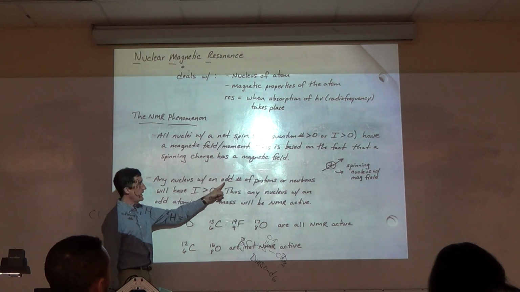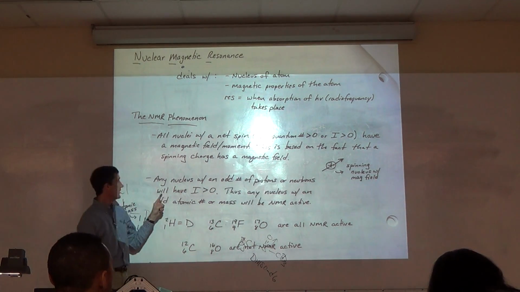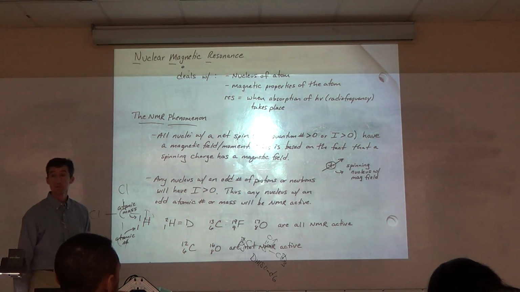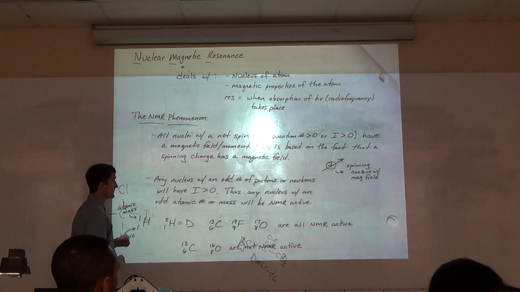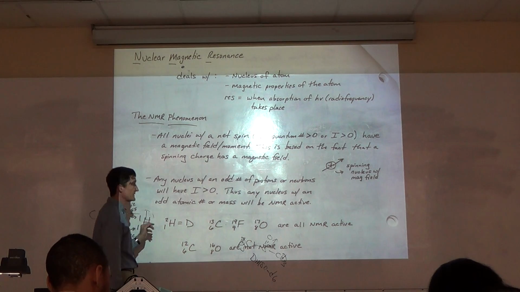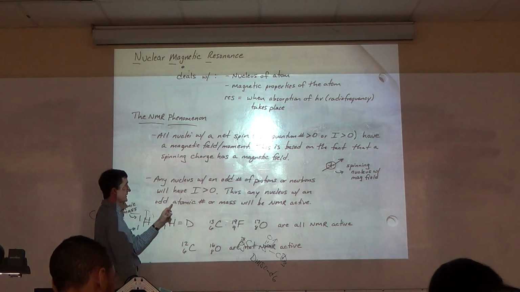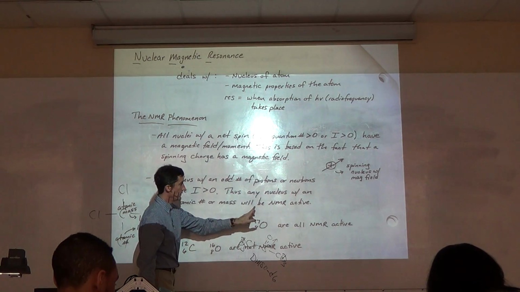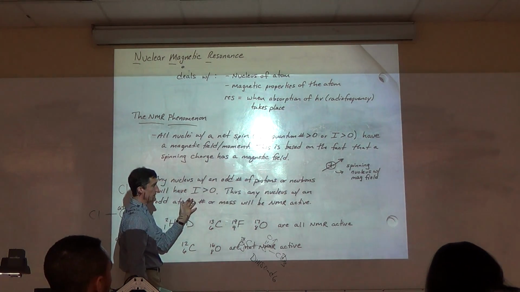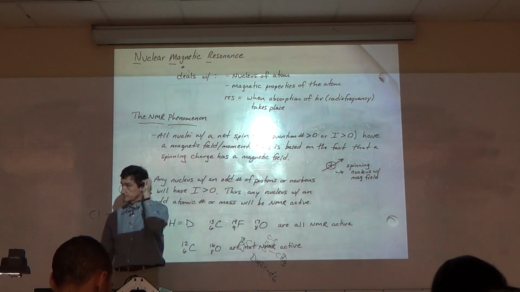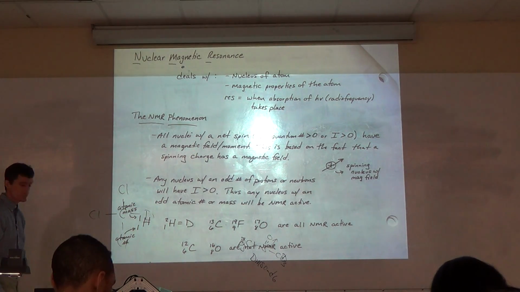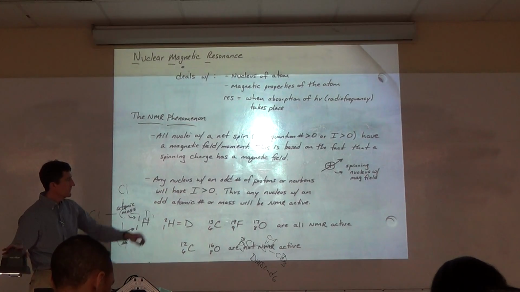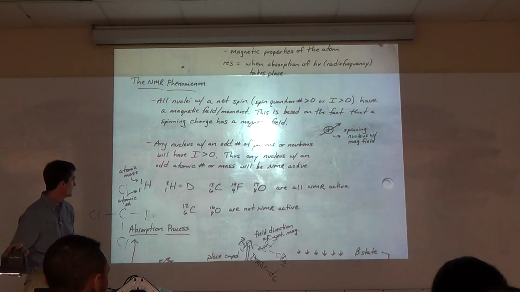Any nucleus with an odd number of protons or neutrons will have a net spin. That is an I greater than 0. Another way to say this is any nucleus with an odd atomic number or mass number will have a net spin and thus be NMR active. Essentially, we're looking for an odd number of protons or neutrons. If it has that, it will be NMR active.